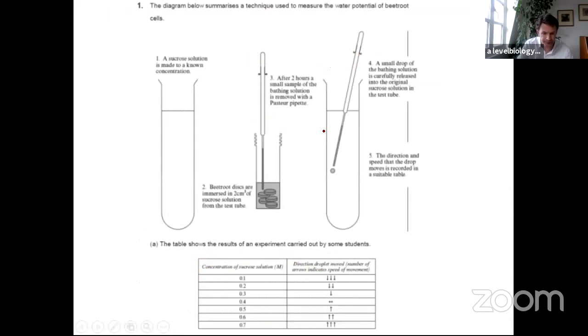Okay, this is a particularly unpleasant question. Make sure you have a look at this and see exactly what they've done with points 1, 2, 3, 4, and 5, because when this came up, it caused quite a lot of panic amongst students who didn't understand the question.